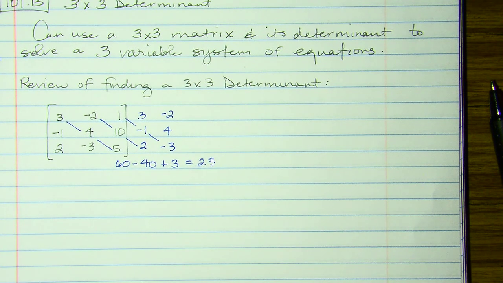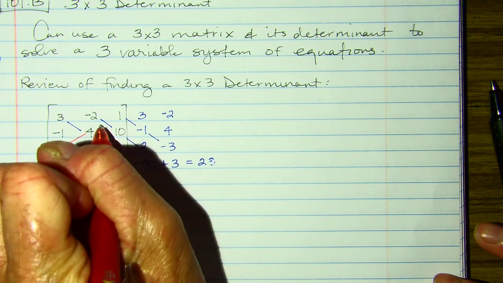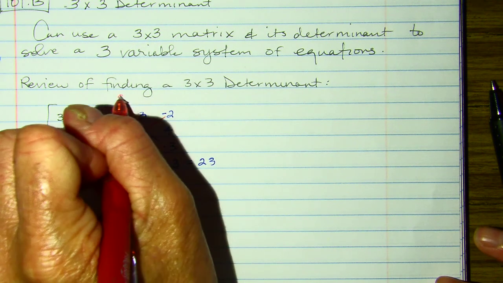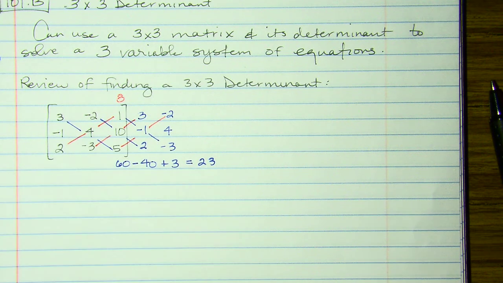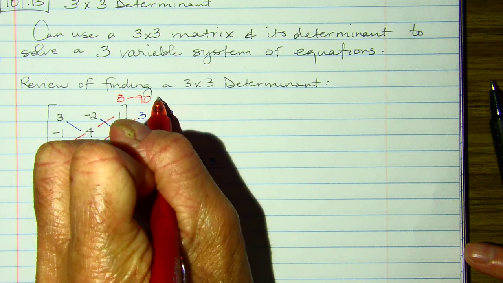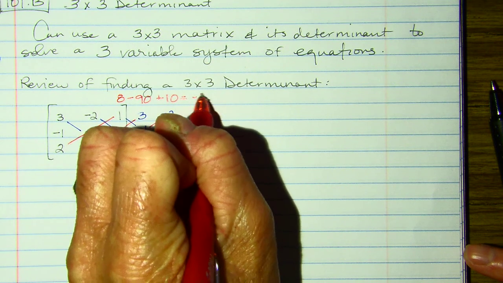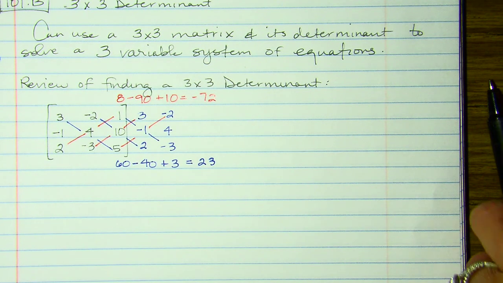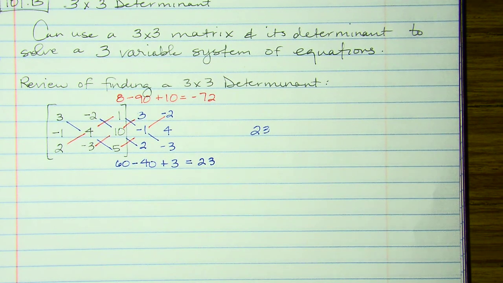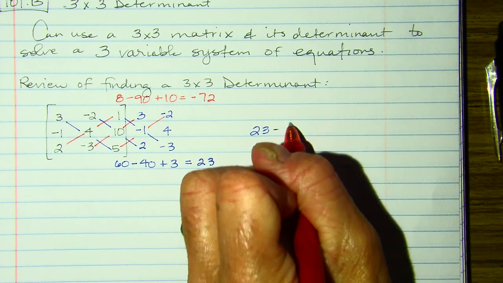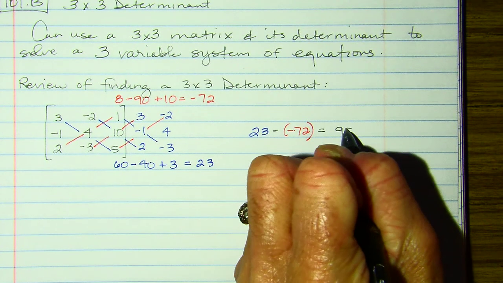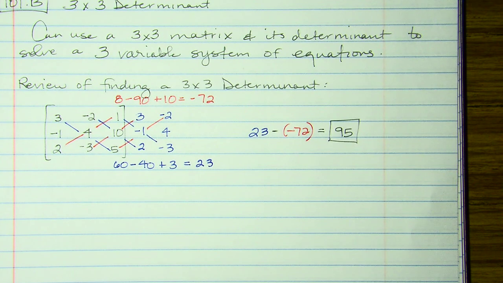Then you're going to repeat for the top diagonals. So you're going to find the product, and they should include 3 numbers. So 2 times 4 times 1 is 8. Negative 3 times 10 times 3 is negative 90. 5 times negative 1 times negative 2 is positive 10, and I get negative 72. Okay, and then it's the bottom number minus the top number, which in this case is negative 72, and that gives me a total of 95. So that's a review on how to find a determinant.